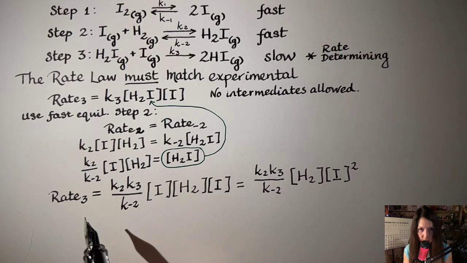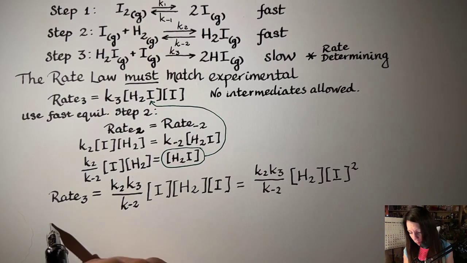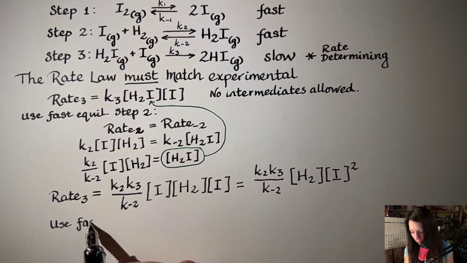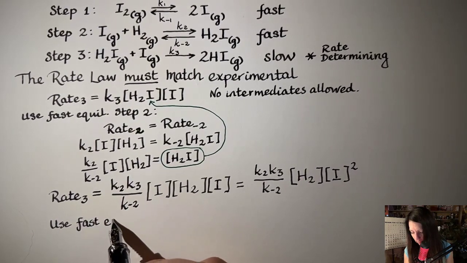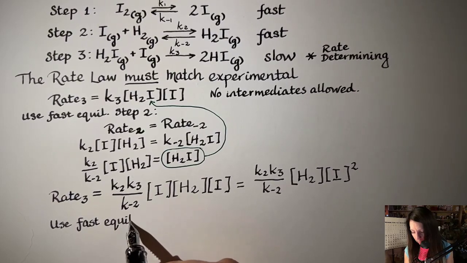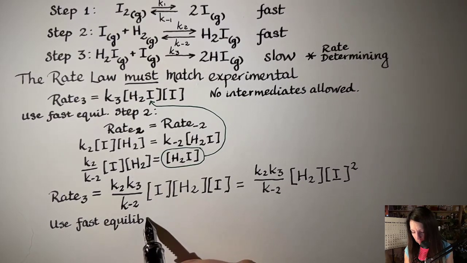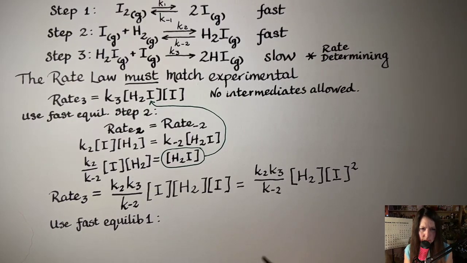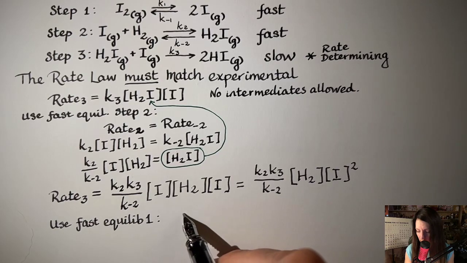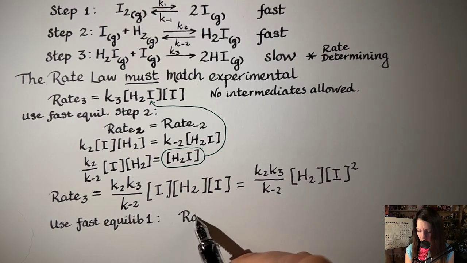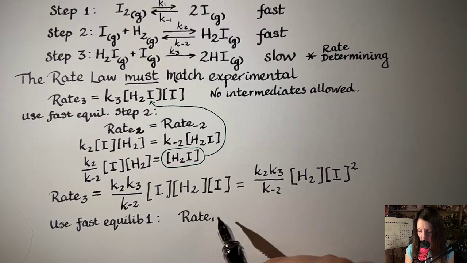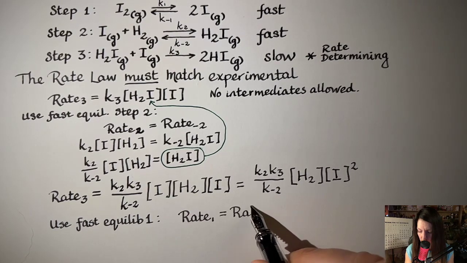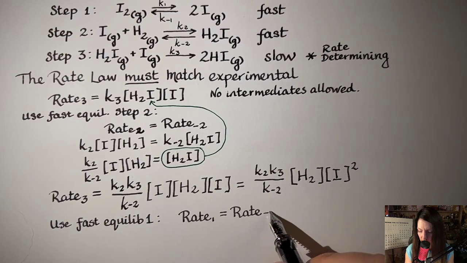Okay, so now use fast equilibrium, but now it's for step 1. You can only do this when there's an equilibrium. Okay, so this whole idea here is that we are acknowledging that the forward rate, now for step 1, equals the reverse rate.